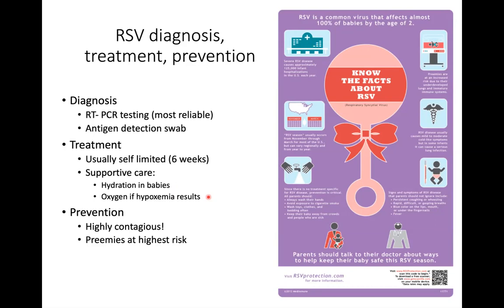The best thing to do is to prevent. RSV is highly contagious. It can spread very, very quickly. Those preemies are at the highest risk because they can develop other issues as well. So this little infographic that I pulled here is just kind of what we will tell parents about RSV, about preventing RSV, about how common it is. All right.